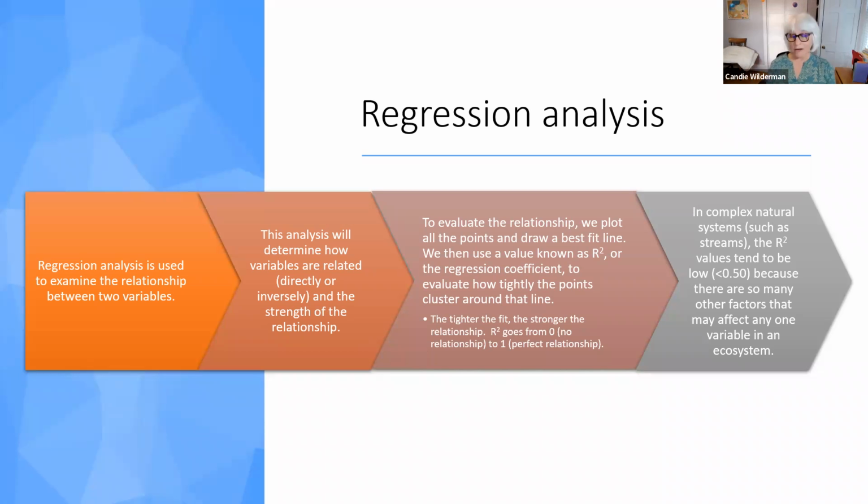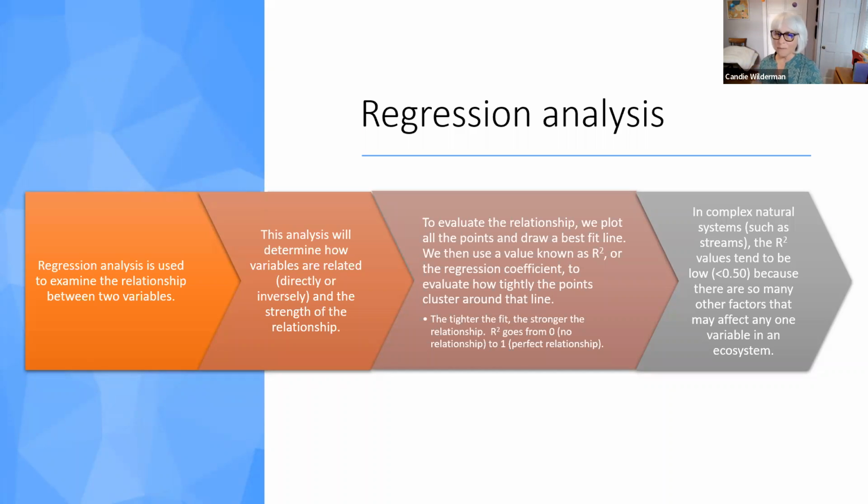And then we use a value known as R squared, or regression coefficient, to evaluate how tightly the points cluster around this line. If you haven't done regression and don't understand this right now, it's going to be clear, I promise you, in a minute or two. The tighter the fit, the stronger the relationship. R squared goes from 0 to 1. If it's 0, there's no relationship. If it's 1, it's a perfect relationship.